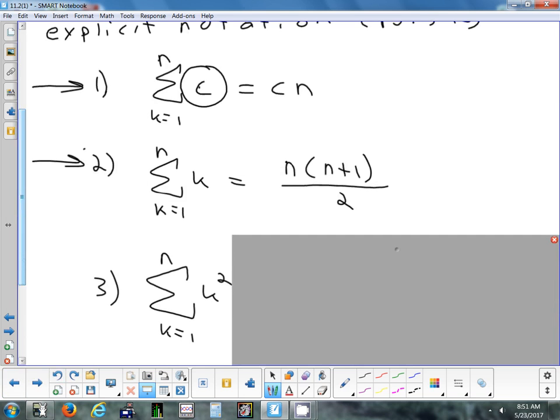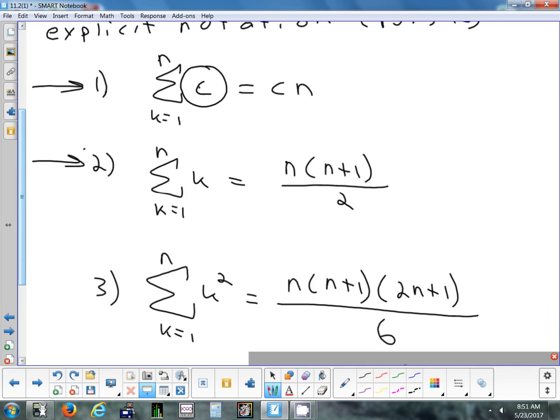Okay. Now the other formula I'm going to show you, I'm not going to go through the whole process of how you figure it out. But this is the formula for the sum of adding up the first n perfect squares. 1 squared plus 2 squared plus 3 squared plus 4 squared plus 5 squared, as high as you want to go. It's n times n plus 1 times 2n plus 1 over 6.